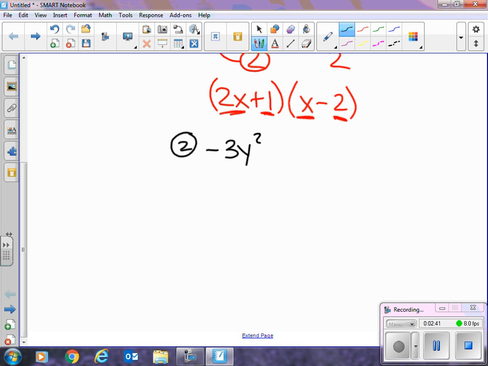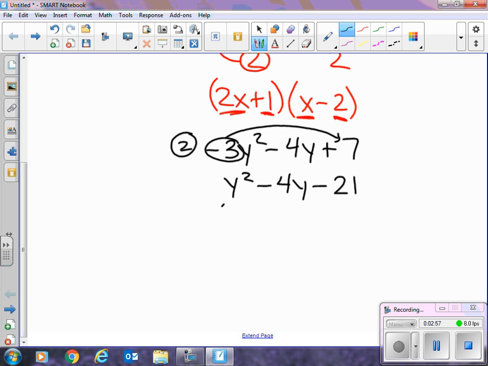So negative 3y squared minus 4y plus 7. When we go through with this, we want to take that leading coefficient of negative 3 and multiply it to the back. So that's y squared minus 4y minus 21. Then we want to break it into our two factors. We're going to do y and y. Minus sign in the back means plus and minus. Minus sign in the front tells us big number with the minus sign.